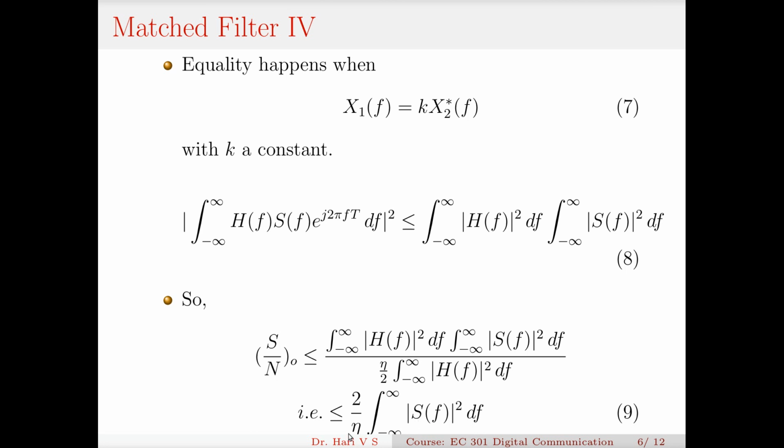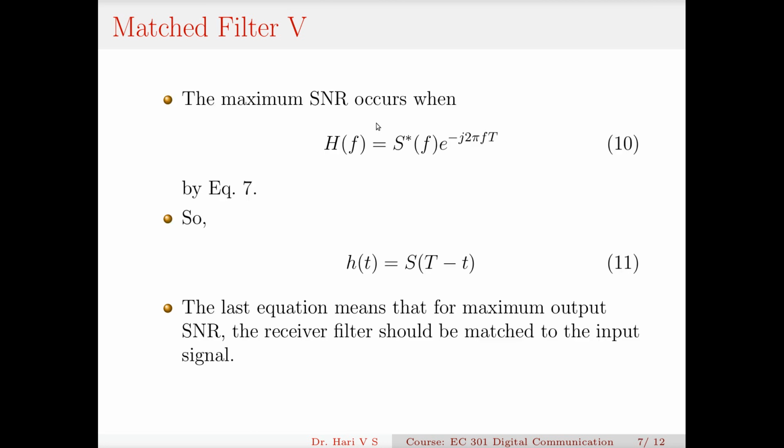When does this equality happen? When one is a scaled conjugate of the other. So the maximum SNR happens when H(f) is equal to S conjugate (f) e^{-j2πft}. If I take the inverse transform of this equation, I easily deduce that h(t) is equal to s(T minus t), meaning that my filter h(t) should be matched with my input signal s(t).